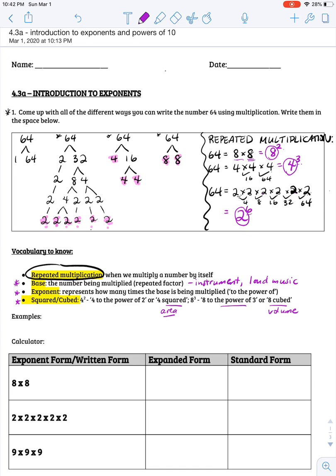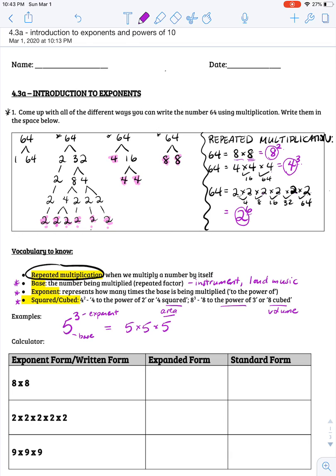Just to further illustrate this as an example, you could have, let's say, 5 to the power of 3. So 5 represents the base because it's the number being multiplied. 3 is the exponent because it represents how many times 5 is being multiplied. You can also say 5 to the power of 3 or 5 cubed. In expanded form, we would have 5 times 5 times 5.